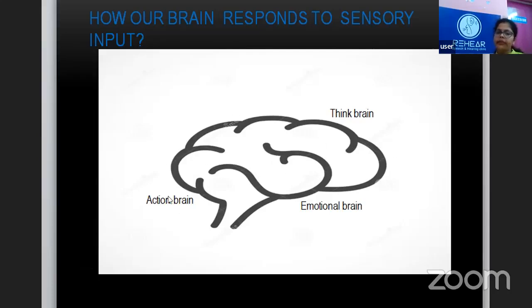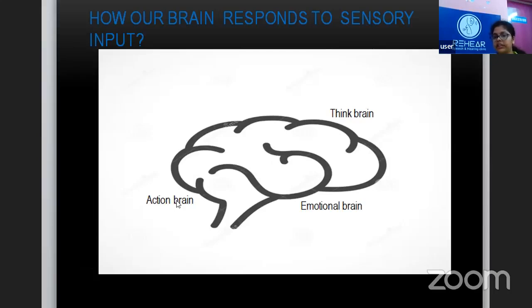If the action brain and emotional brain are dysregulated, the thinking brain doesn't get the chance to think logically. What is the function of the thinking brain? The thinking brain is logical thinking, reasoning, and higher-level language. The action brain protects us, it cares for us.